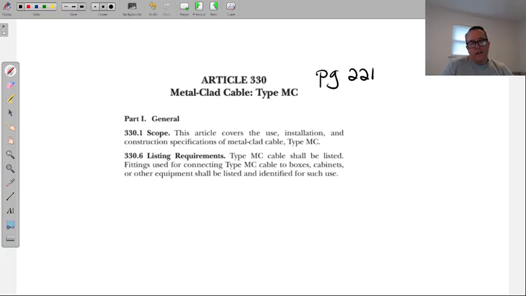Okay, another reason why this shouldn't take us too long is because you guys have already been working with this conductor. Everybody knows what MC cable looks like. All right, now, one thing to point out is that there is a cousin to MC, and it's called AC cable, or armored clad cable. This one is metal clad cable. The other one is armored clad cable.